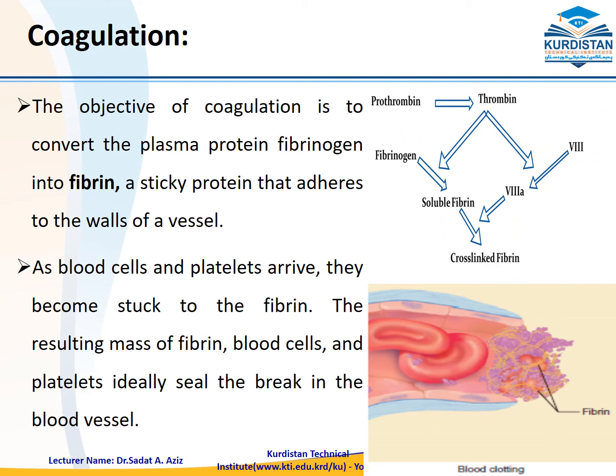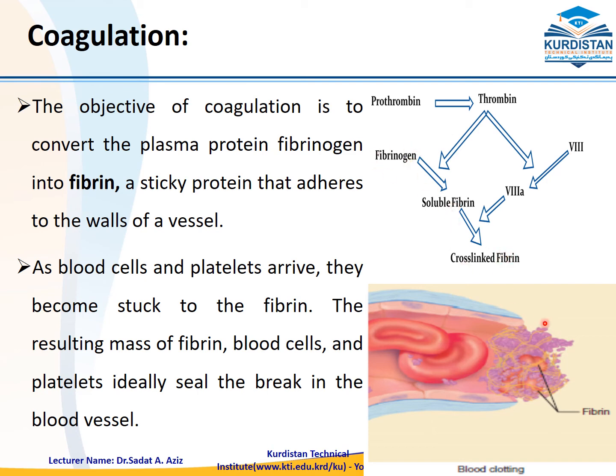During the secondary hemostasis, what happened? A process happened which is called coagulation. And the objective of coagulation is to convert fibrinogen into what? Into fibrin, which is a sticky protein that adheres to the wall of a damaged blood vessel.